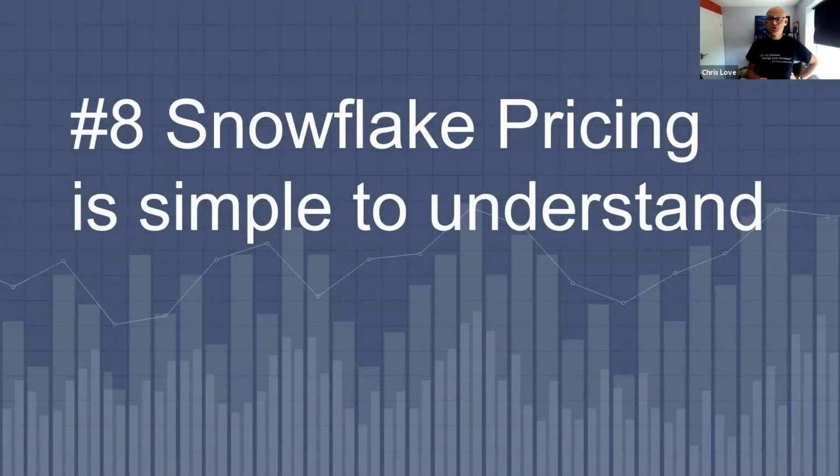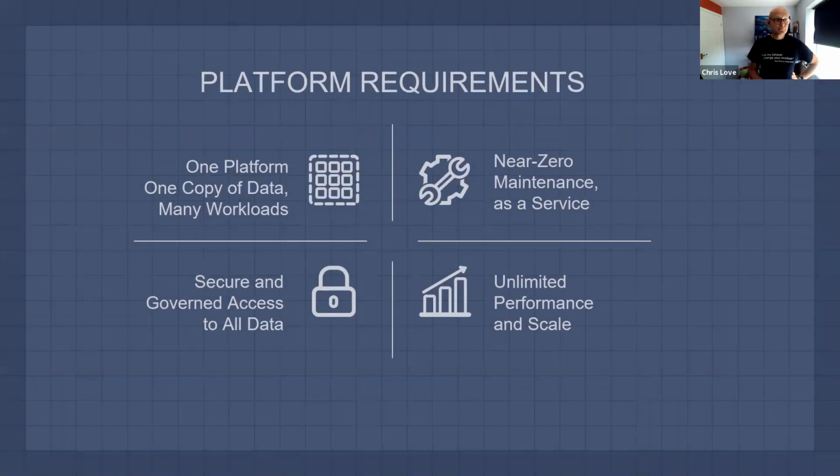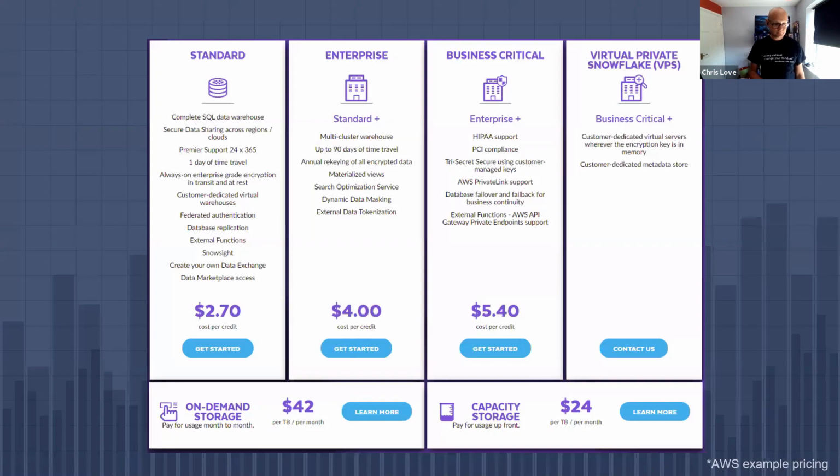Snowflake pricing, though, is simple to understand. It's a credit-based model, as I've said before. And it covers all the different platform requirements that you'd expect. So, you get the one platform. You've got lots of workflows. You've got all that security. You've got no worries about hosting a database that's going to go down. The team at Snowflake look after that all for you as a managed service, so that's all covered. And you've got all that performance and scale that you can scale up or down as you need to, as I've been talking about. So when you go on their pricing page, I've picked AWS here as an example.